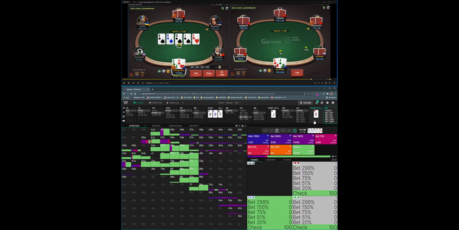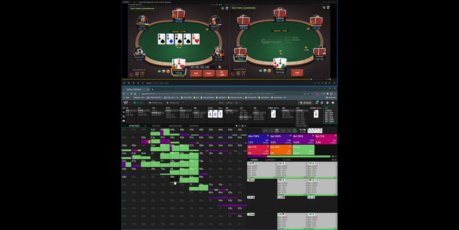So he checked it, and the river is the 5 of hearts. The big blind, yours truly, should check 100% of the time. Let's see what happens. I do, that's good. And he checks, and I win the hand.